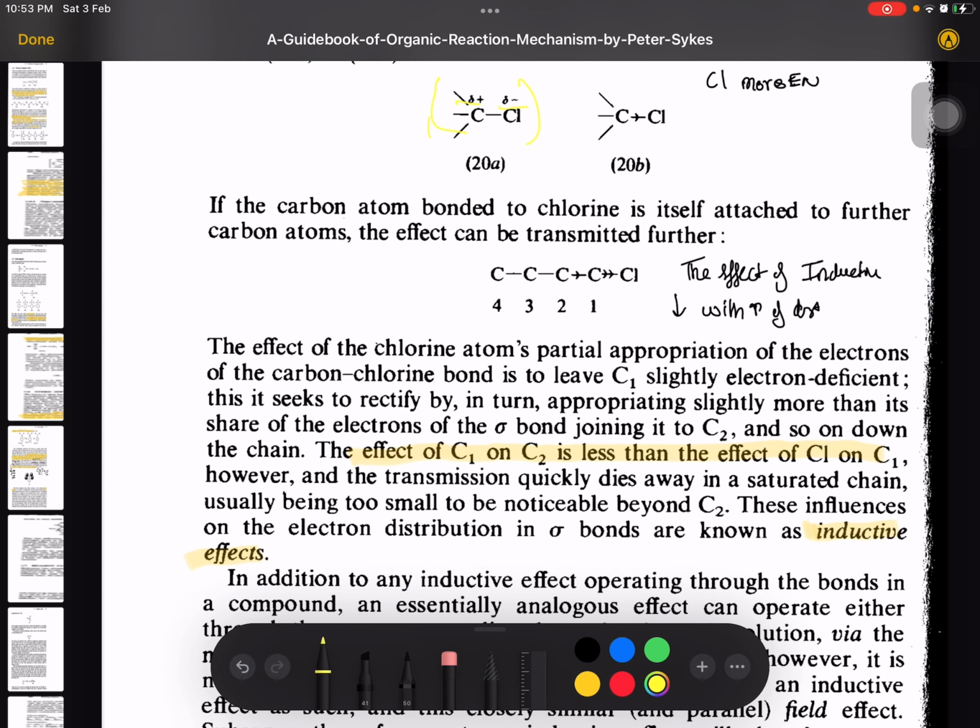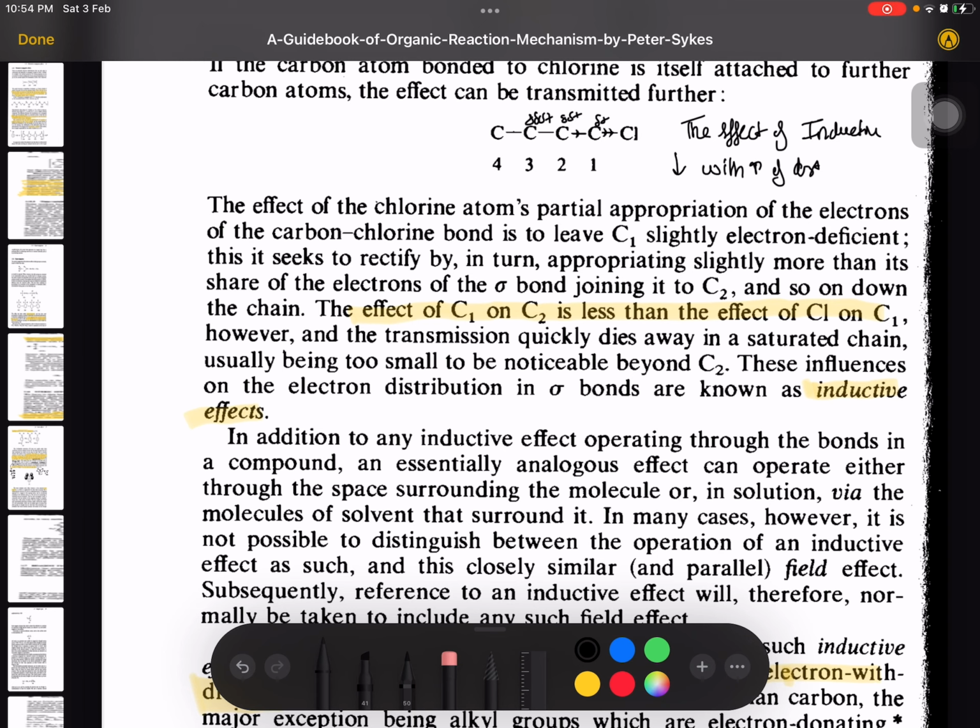The inductive effect decreases with increasing distance, and normally it's neglected after about the third carbon. It decreases as you move away, right? Like there'll be a delta plus here, then a smaller delta plus. That means it's getting even smaller. After that, we can just neglect it after the third.